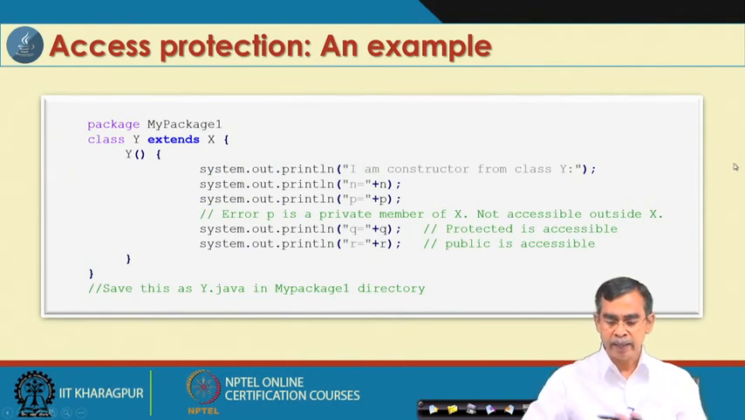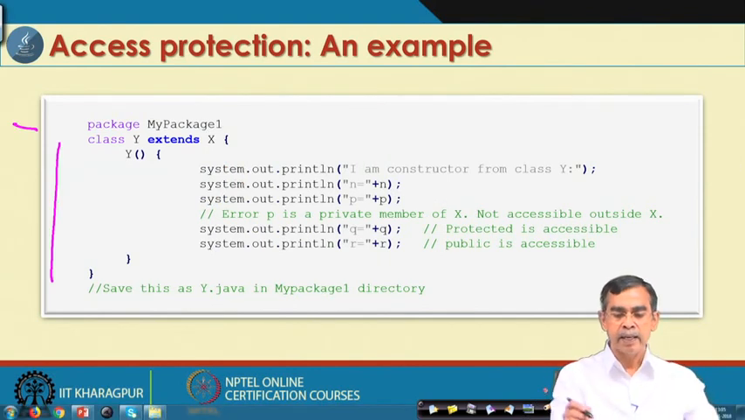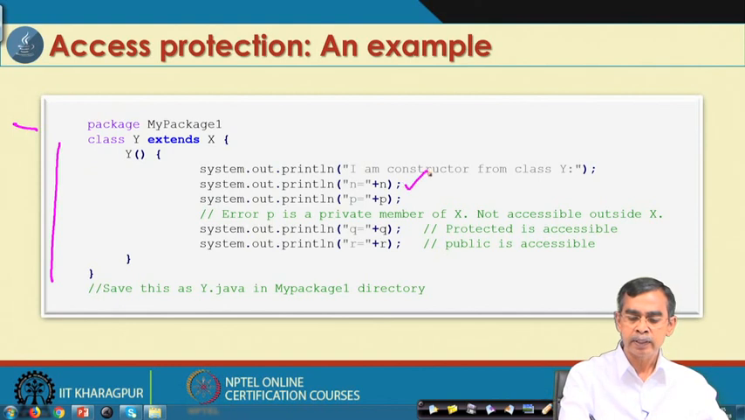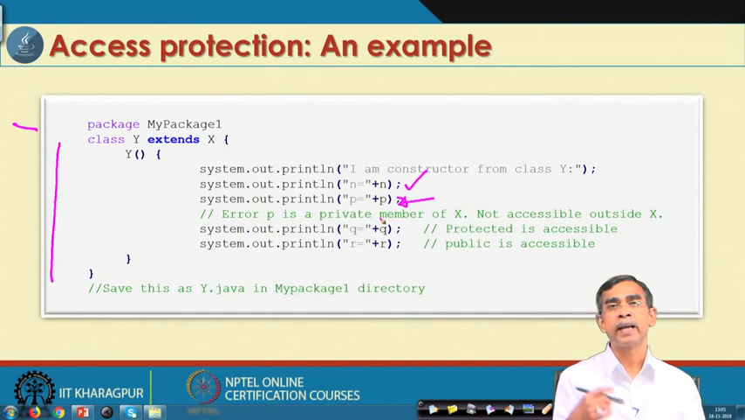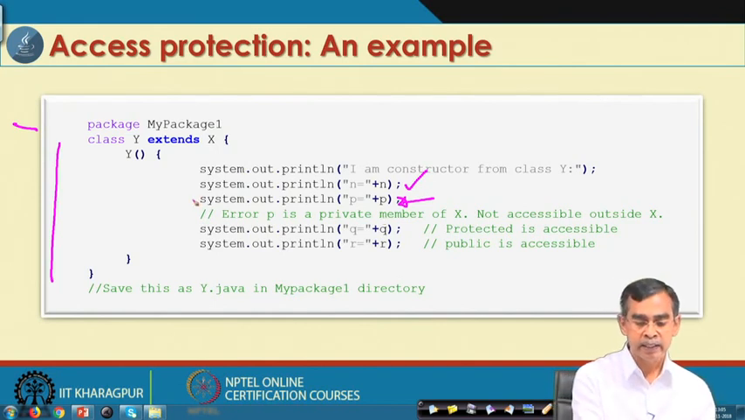Okay, now let us come here. So, N is default, so it is accessible. Now, here P is declared as private, so there is a problem because private cannot be accessed by any other class. That is why this statement will give you a compilation error.